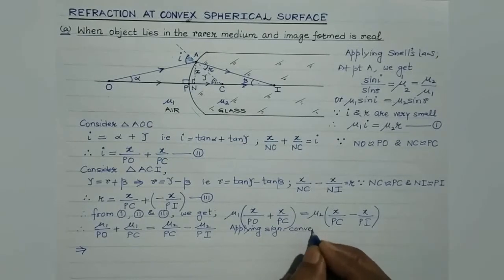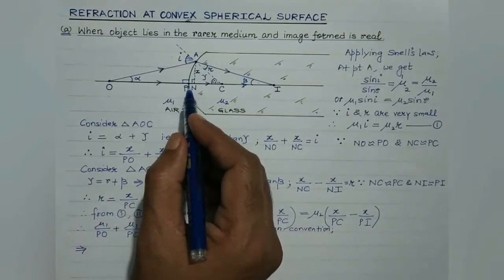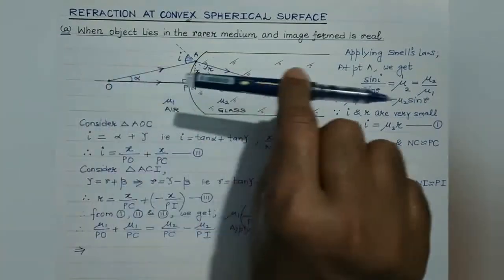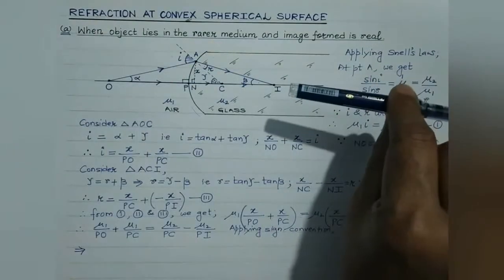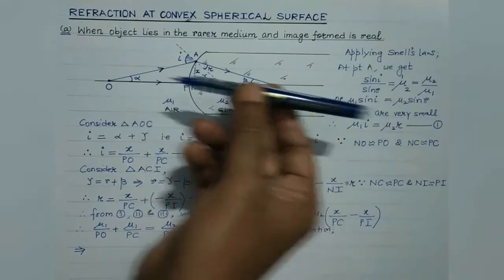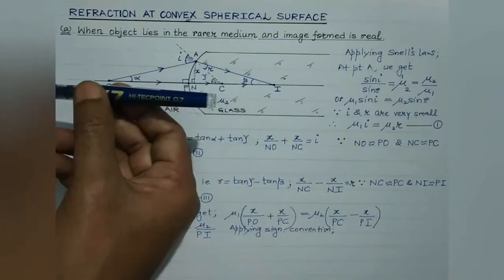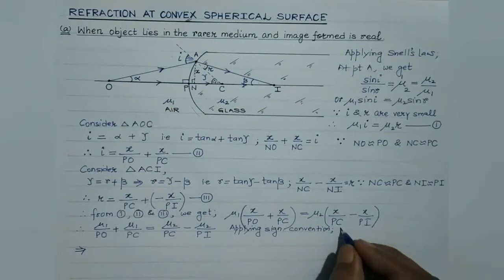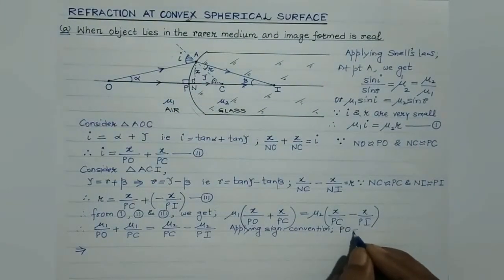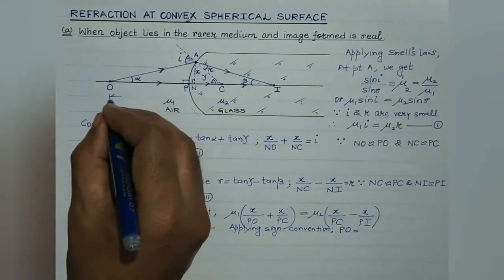applying sign convention. You are aware all the distances are to be measured from the pole. The distances measured along the direction of the incident ray, that is from left to right, are to be considered positive, while the distances measured from right to left, that is against the direction of the incident ray, are to be assigned negative sign. So accordingly, PO, it is the object distance. Object distance will be denoted by U.